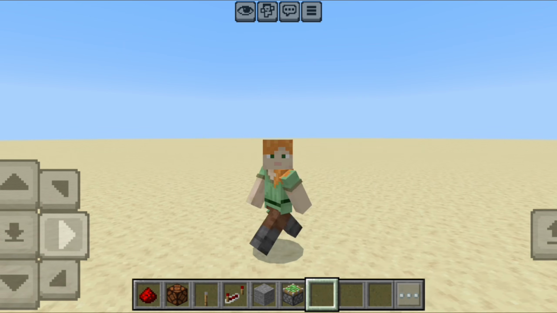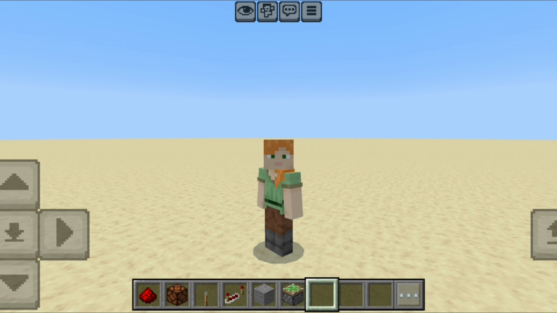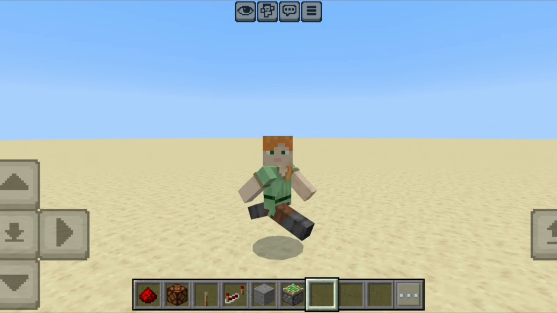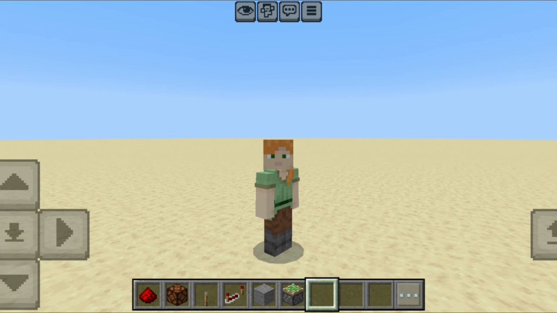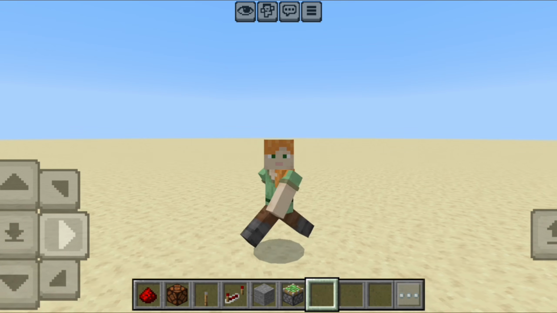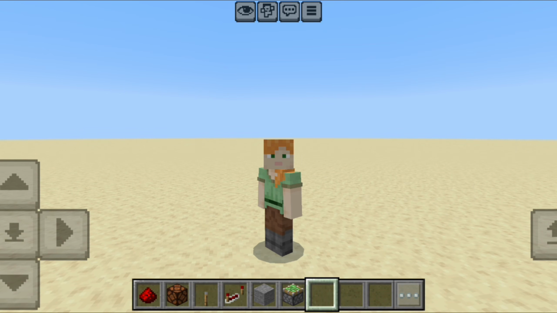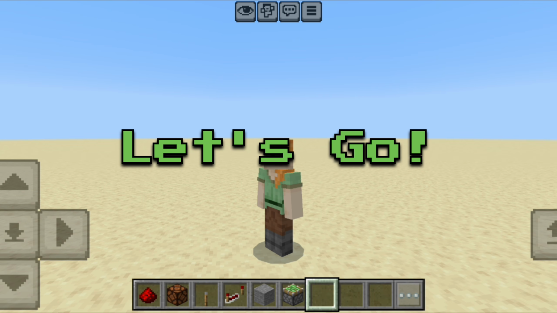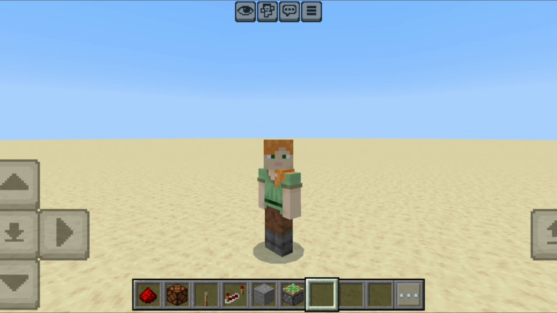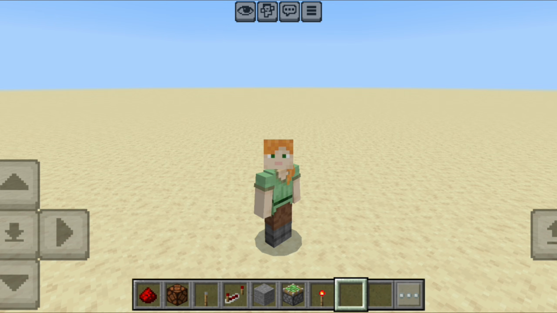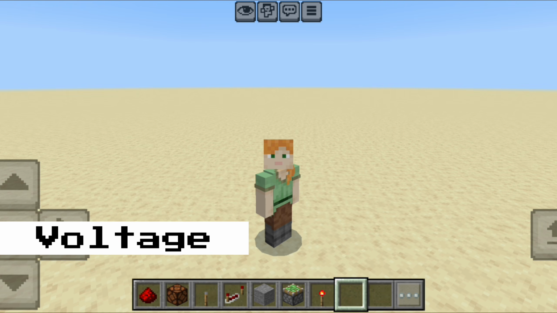By the end of this video, every wire, every lamp, every switch you see in real electronics will look exactly like a redstone build, because it basically is one. Let's go. Okay, so first concept is voltage.